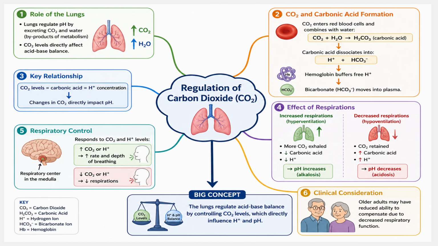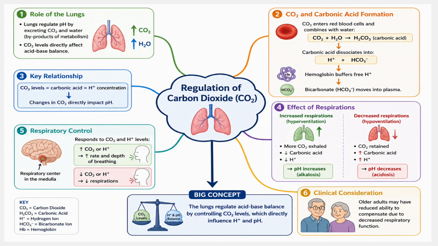Finally, it's important to consider the clinical implications of this, right? For example, older adults have a reduced ability to compensate. And why is that? Because they have decreased respiratory function, which makes them more vulnerable to acid-base imbalances.